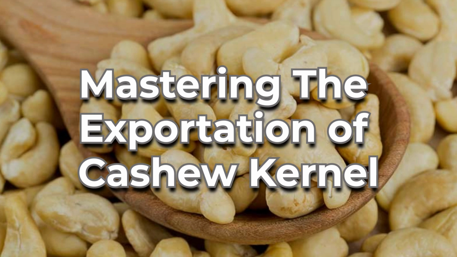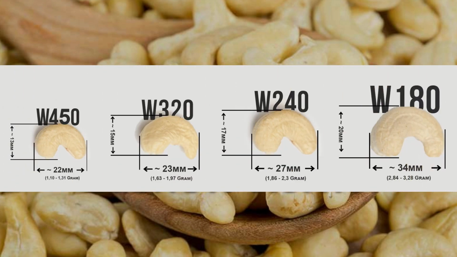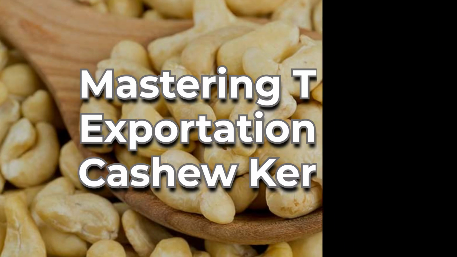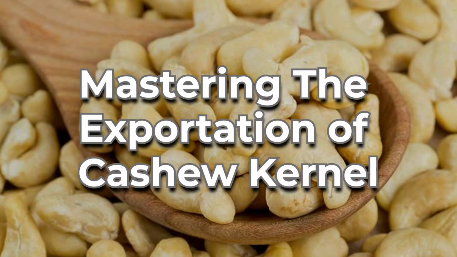So when you see W, 240, 320, and 450. So you see that 450 is small, 320 is medium, 240 is large. Remember, it means the number of kernel per pound. Number of kernel per pound.